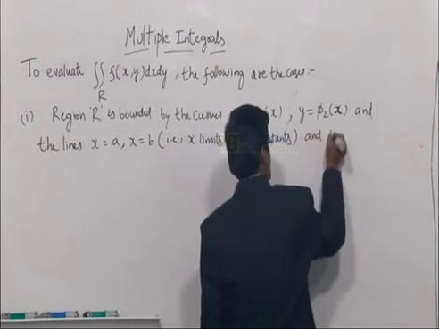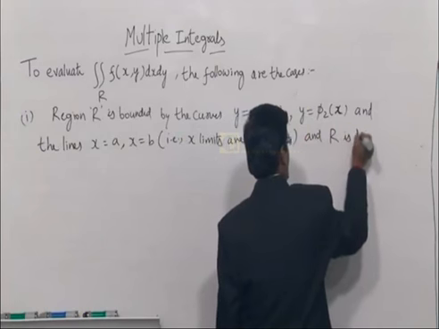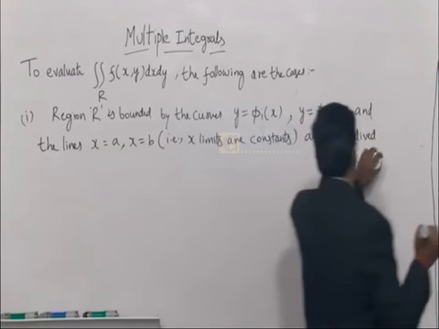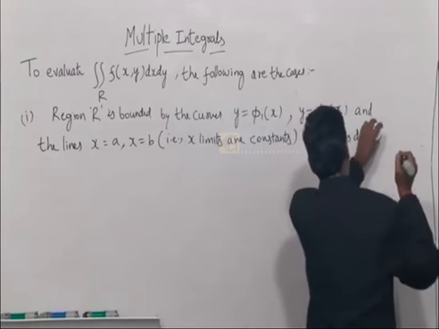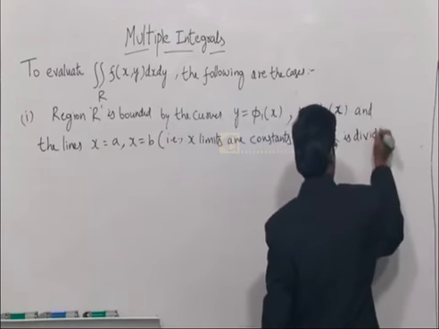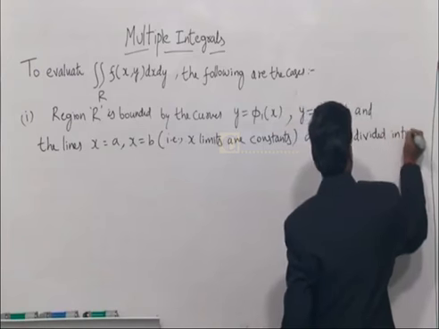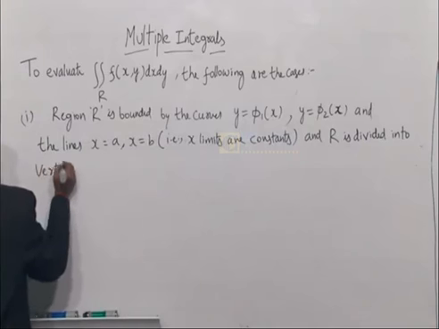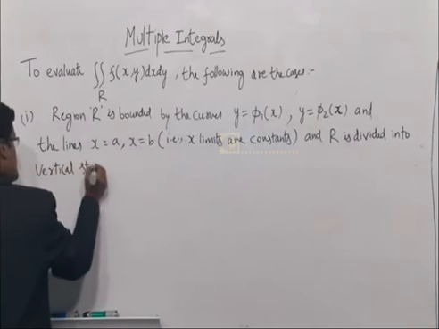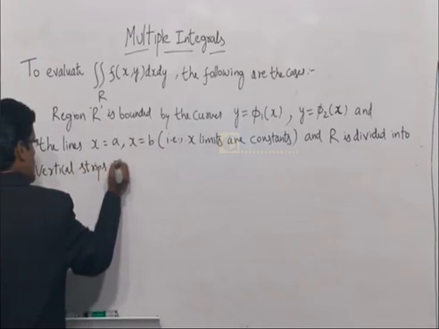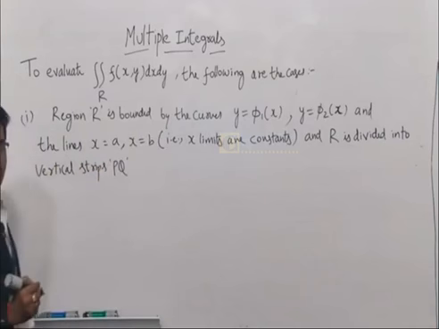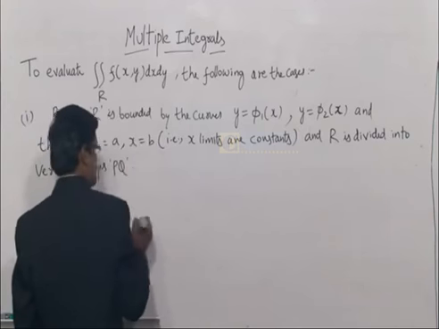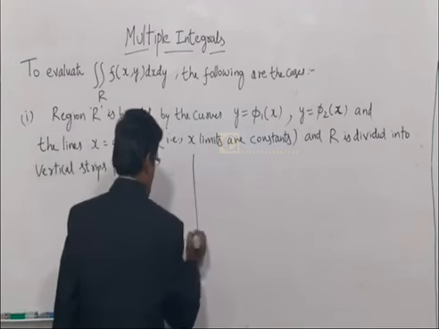And R is divided into vertical strips, denoted by PQ, vertical strips PQ. Just see the diagram.